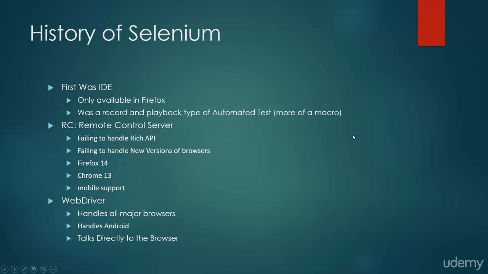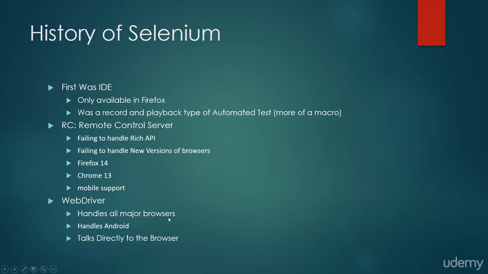So let me give you a brief history of Selenium. The first version of Selenium was IDE. This was only available in Firefox, and what you would do in this case was record something more like a macro and then play back those automated tests, okay? And then you had the Selenium RC component, which was the most famous up until WebDriver. The problem with this one is it failed to handle rich APIs. It failed to handle newer versions of browsers, such as Firefox and Chrome 13. And it failed to support mobile applications.